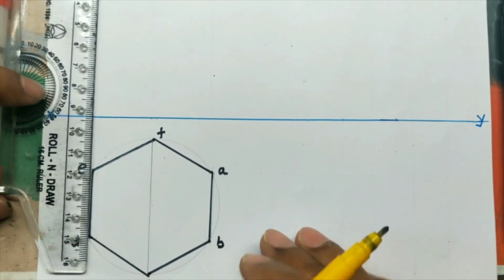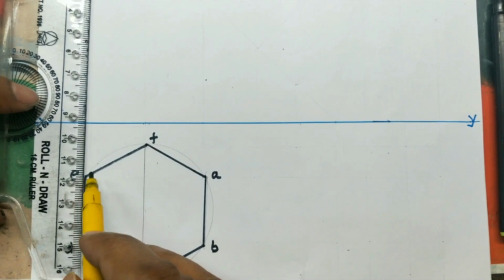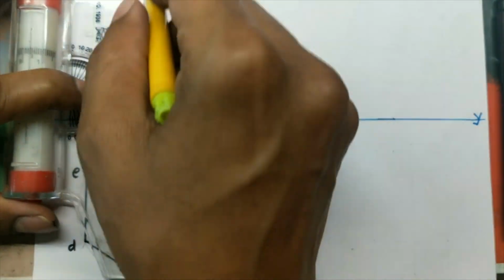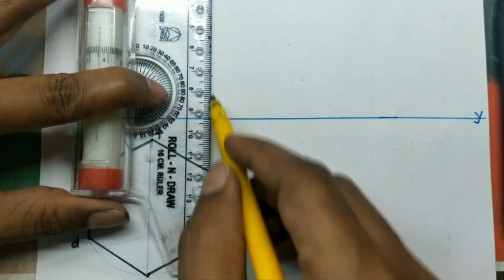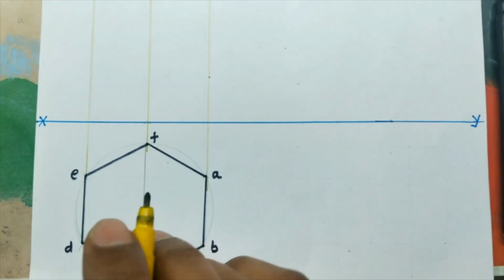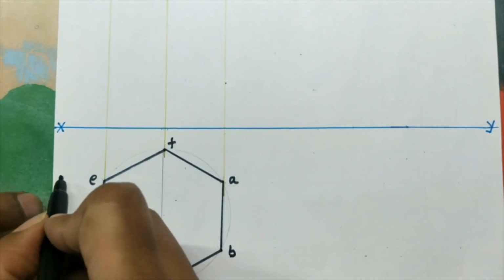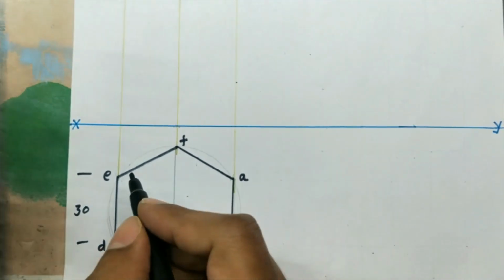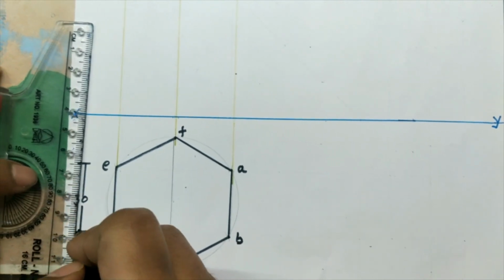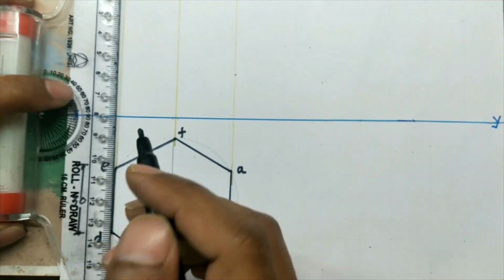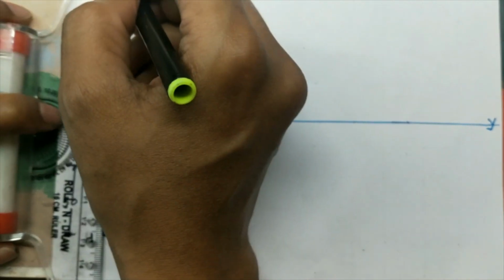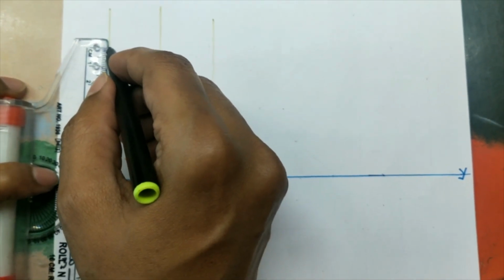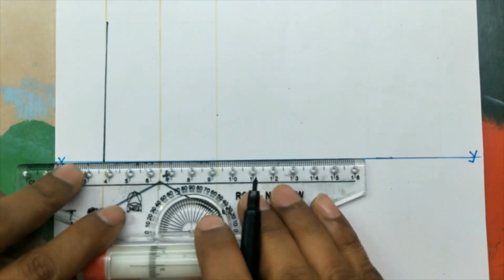Now project all the points in the upward direction. How much is the height given? This side I will mark here first. This is the 30. Height I will mark, it is given as 70. This 70 is the distance I have taken. Now I'll make it dark there.